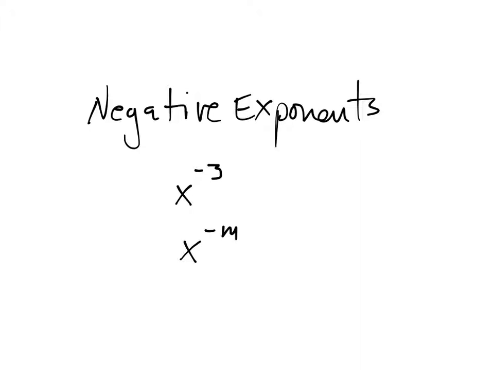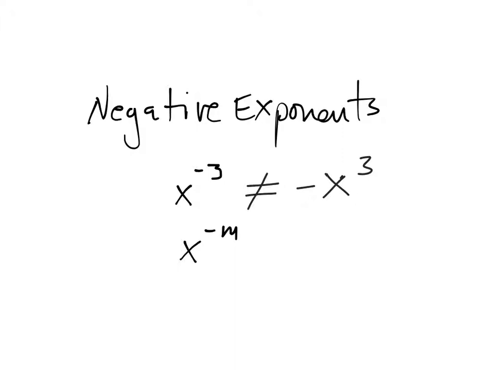The thing I need you to know about negative exponents is that they do not do anything about the sign of whatever it is that we're dealing with. So it's important that you understand that x raised to the negative third power is not equal to negative x raised to the third power. Those two things are not the same. Not in any way, shape, or form are those the same.